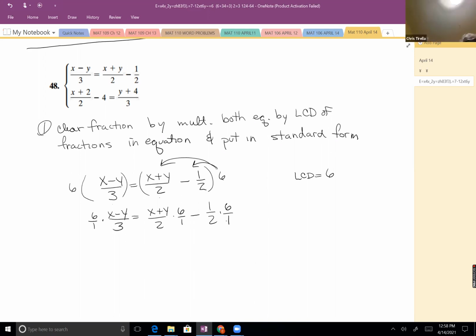If you choose the right common denominator, 3 is a factor of 6. If I divide out that 3, that 6 becomes a 2, and I'm left with 2 times x minus y equals, over here, 2 is a factor of 6. 2 goes into 6 3 times. Leaves me with 3 times x plus y minus 2 again goes into 6 3 times 3. And doesn't that look a lot nicer?